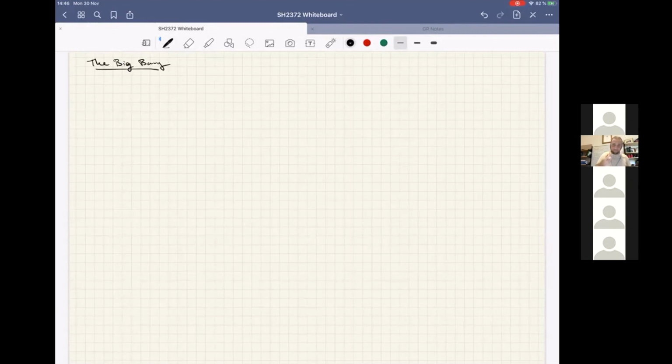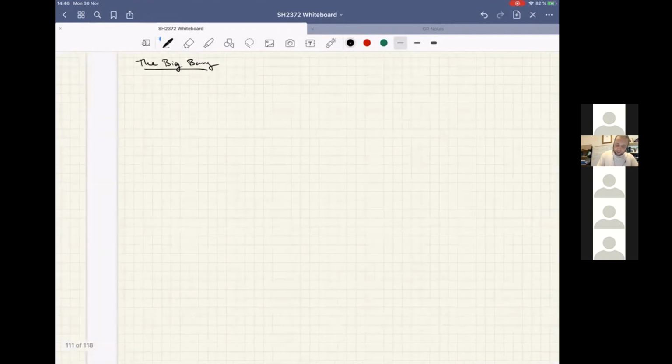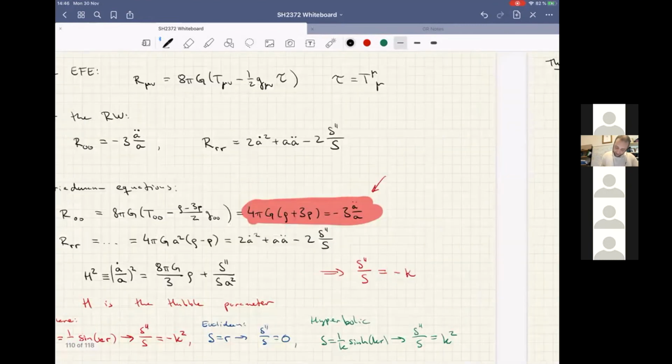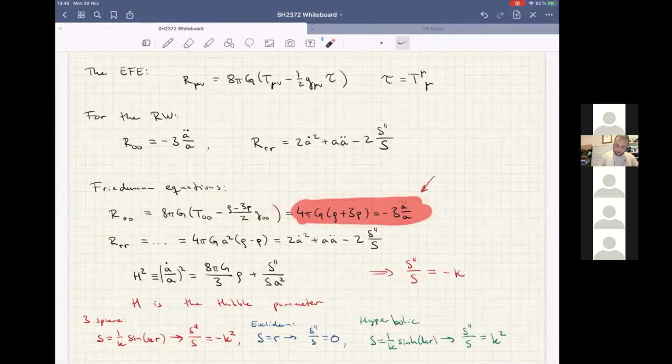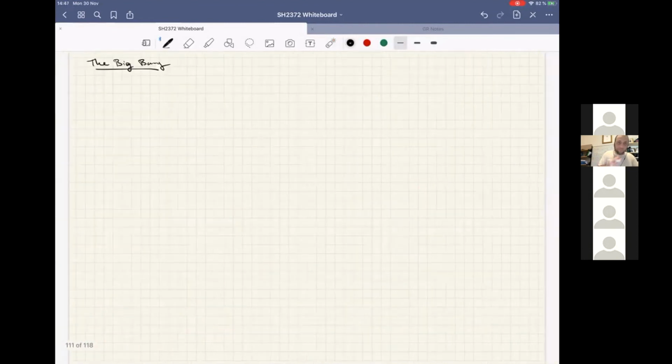So this is where it comes from. If we look at this acceleration equation, which we had here, it was telling us the following. It was telling us that A double dot divided by A was proportional to minus rho plus 3p, right?